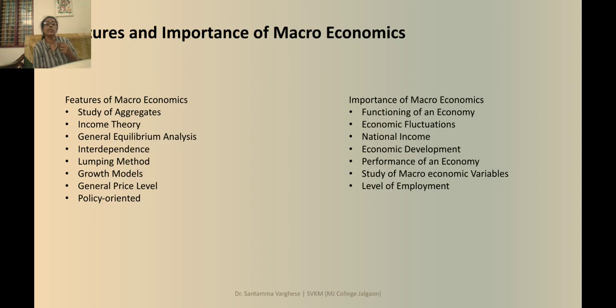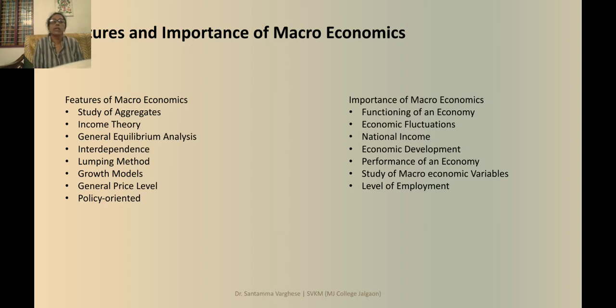The third point is the general equilibrium analysis. Macroeconomics deals with the behavior of large aggregates and their fluctuation relationship. General equilibrium deals with the behavior of demand, supply and price in the whole economy. In microeconomics we studied partial equilibrium, because it studies the parts. Now we are studying macroeconomics, which deals with the whole. When it deals with the whole, it is the general equilibrium analysis.